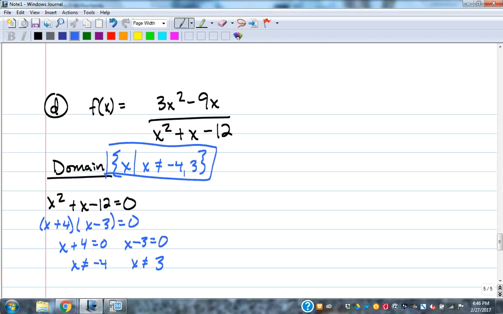Okay, so to simplify, what else do we have to do? All right, so let's factor the numerator. No. We already got the denominator factored. It's x plus 4 and x minus 3. How do I factor the numerator? It's the first thing I should always look for if I'm trying to factor something.